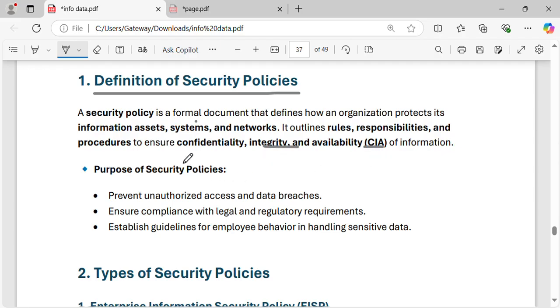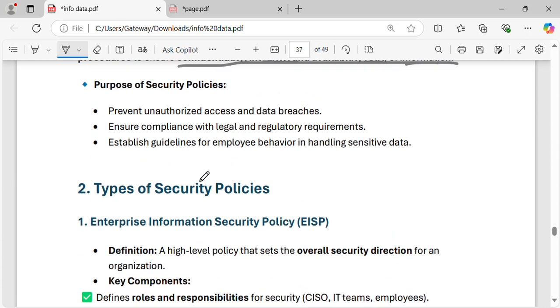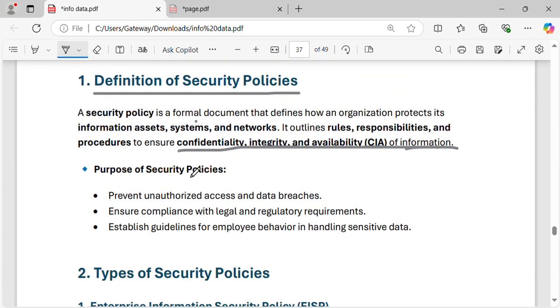I think for all of these videos, we have only started with this information and ended with the diagram where we talked about the security measures.